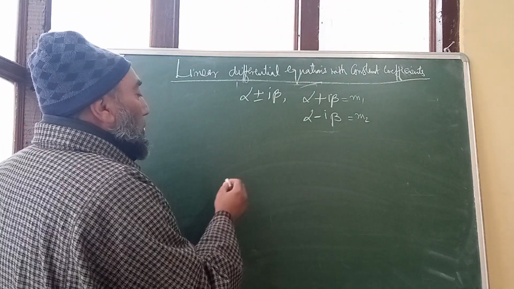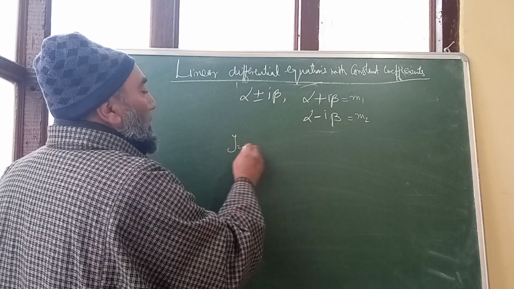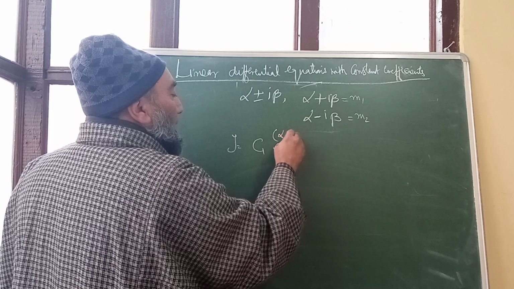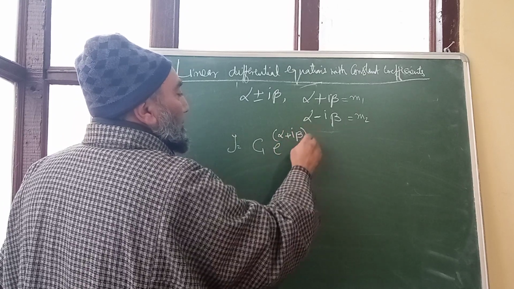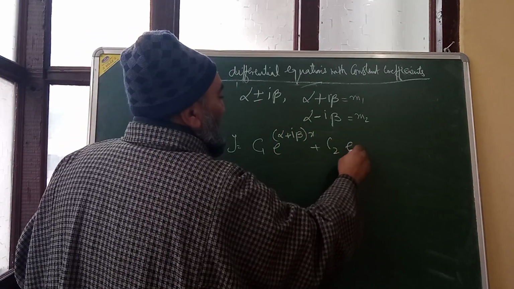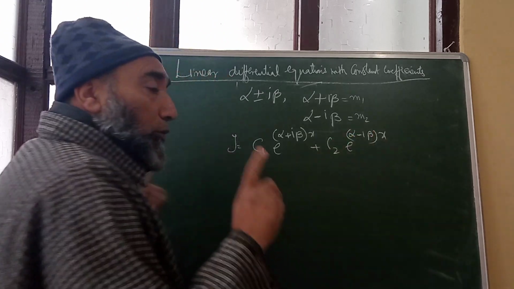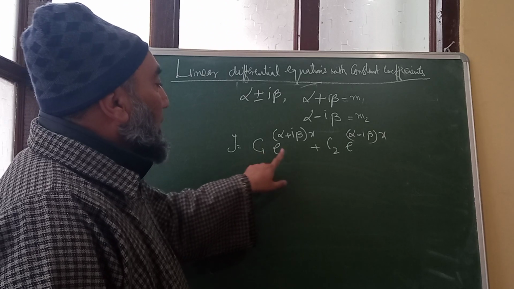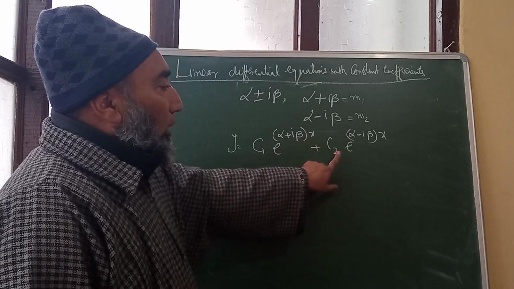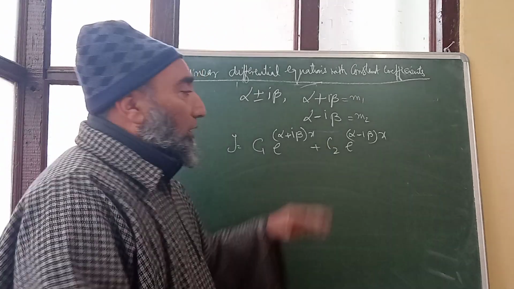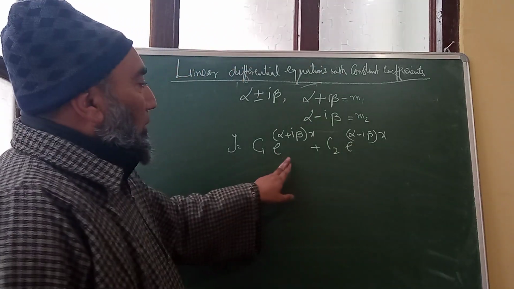If you have two different roots, what is the solution? The solution is c1 e to the power m1x, that is alpha plus i beta x, plus c2 e raised to the power alpha minus i beta x. If you have two different roots, the solution is c1 e raised to the power m1x plus c2 e raised to the power m2x. If you have three different roots, then c3 and so on. This is okay.